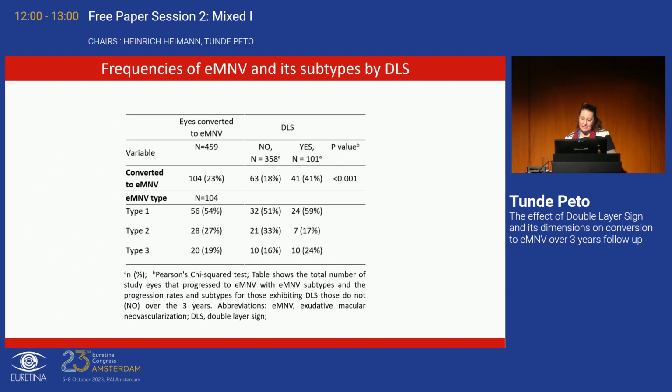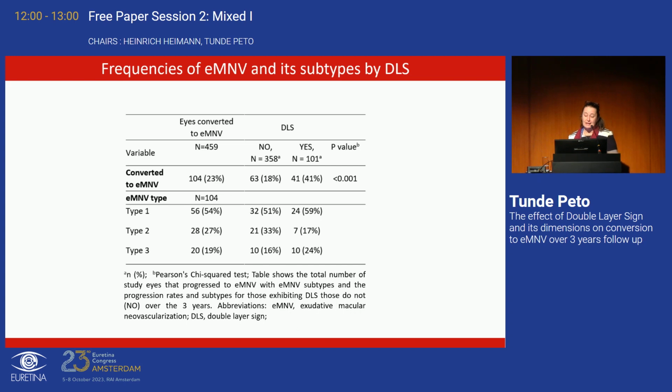Those who converted to eMNV had more DLS-like features in their OCT, and they had the types of different eMNV, as you can see on the slide.